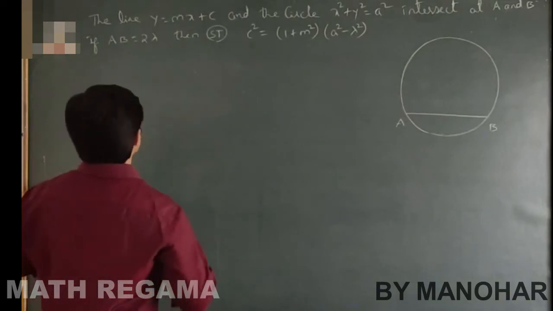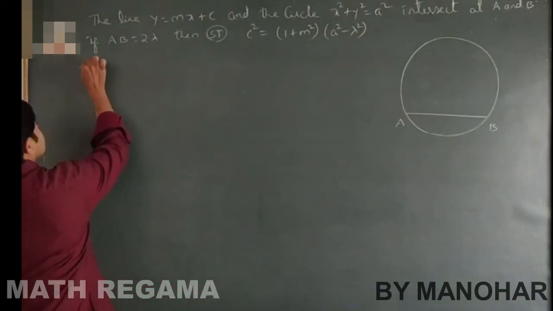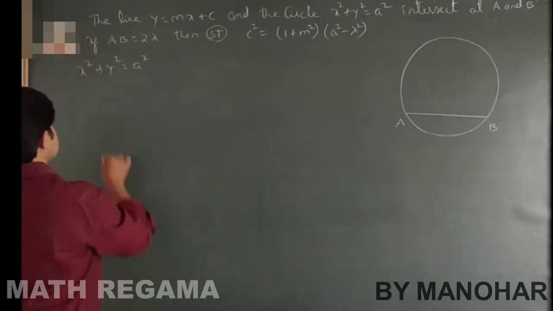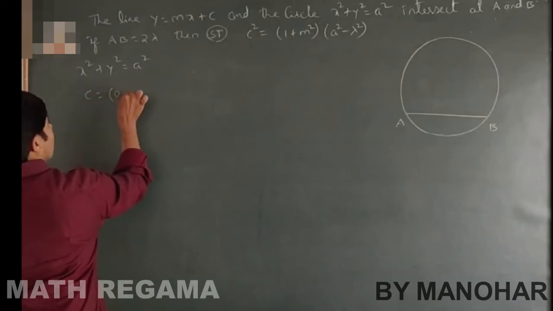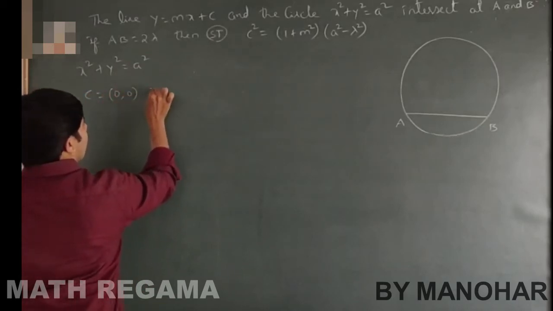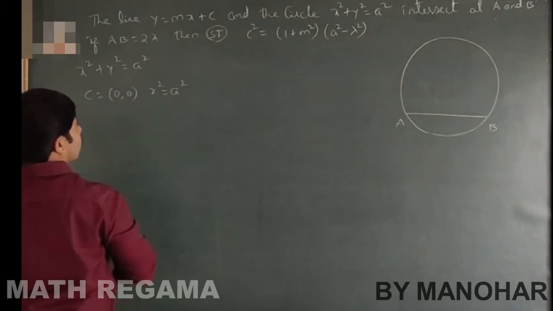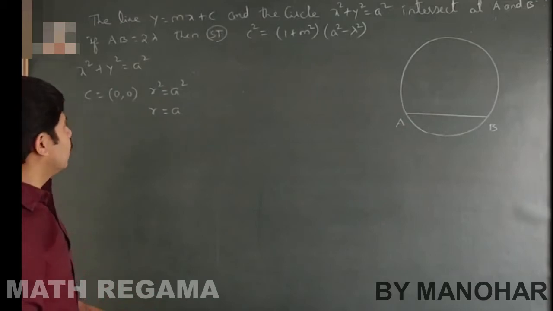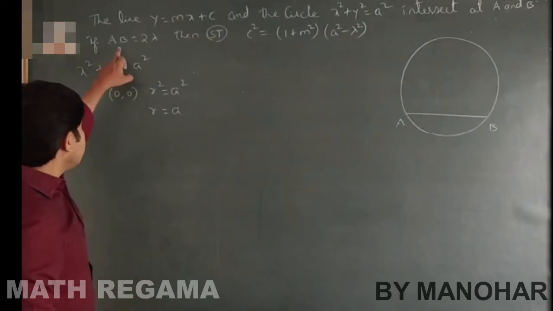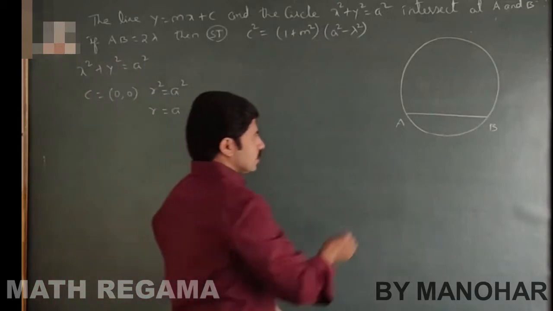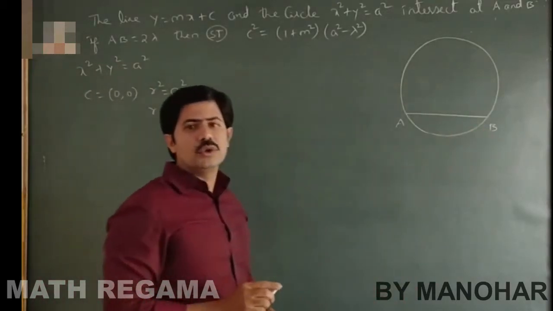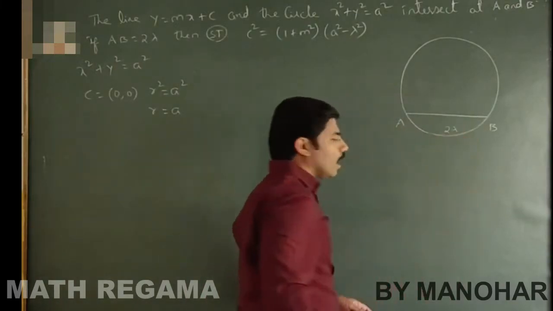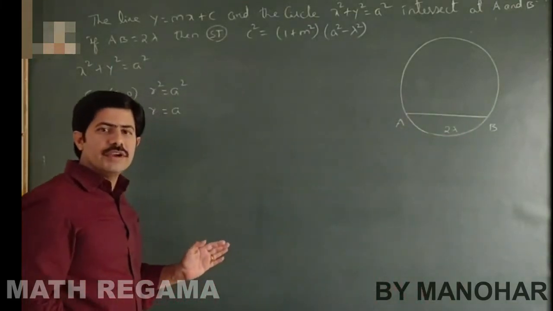So what we do, first we write the equation of circle: x square plus y square is equal to a square. Now what is the center? Center is 0, 0 and r square is equal to a square, then r value is a. So we have center and radius. Now AB is equal to 2 lambda. That means the length of chord AB is given as 2 lambda. So here length of chord is given to us.